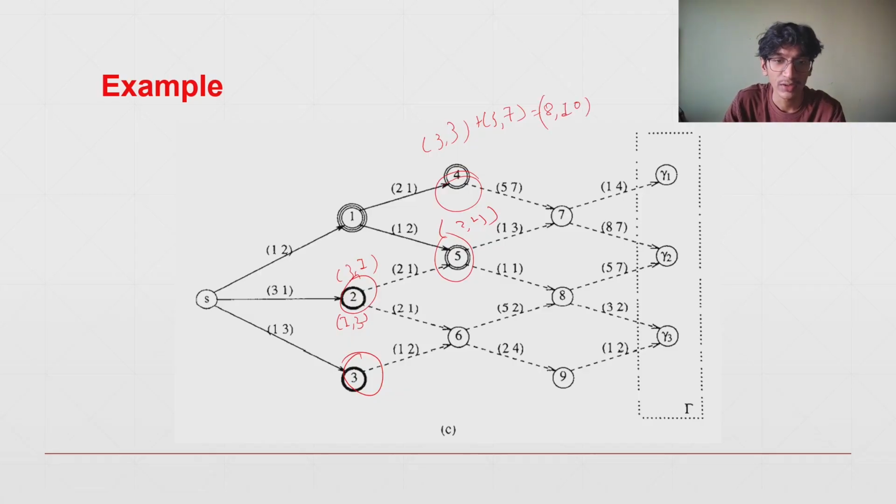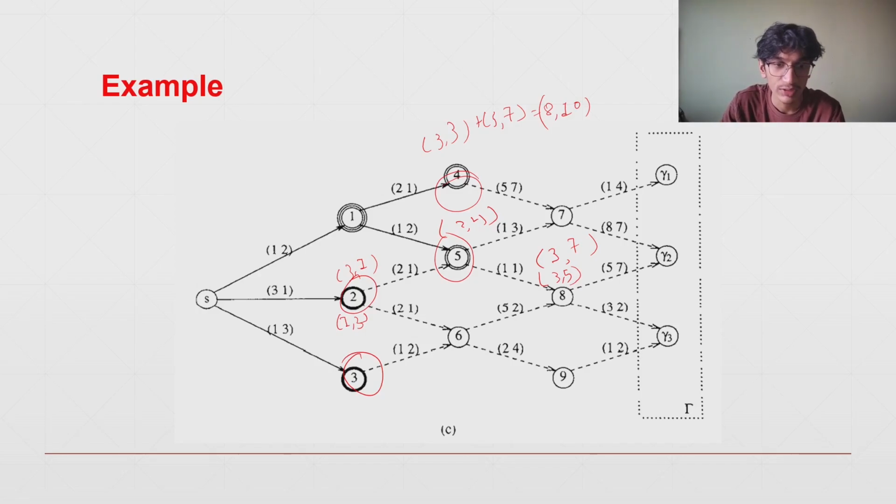And from 5, we have two options, go to 7 or go to 8. For 7, it is 1 comma 3. So 2 comma 4 plus 1 comma 3 will be 3 comma 7. And for 8, it will be 3 comma 5. So 5 has a heuristic cost of 3 comma 5. This has 8 comma 10.